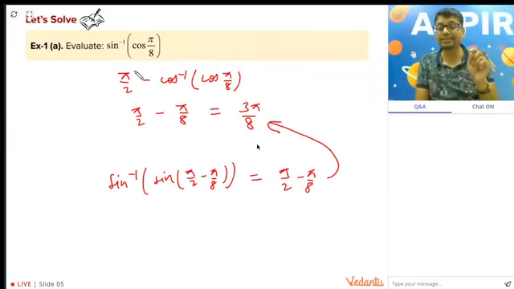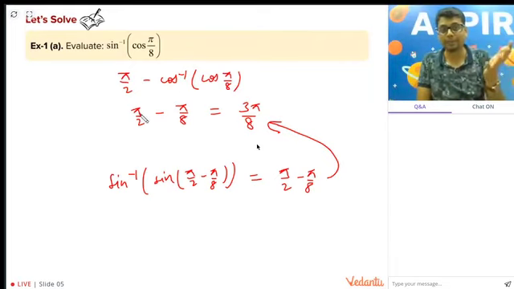Or you can use that property. Sine inverse x I can write as pi by 2 minus cos inverse x. So cos inverse of cos pi by 8 is pi by 8. Pi by 2 minus pi by 8, 3 pi by 8.